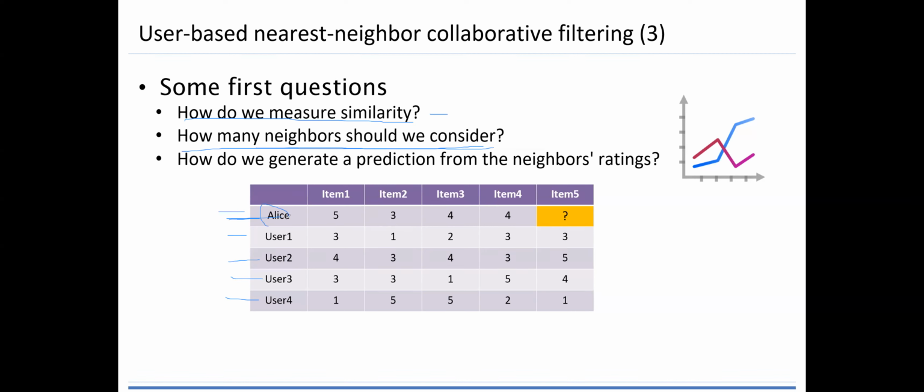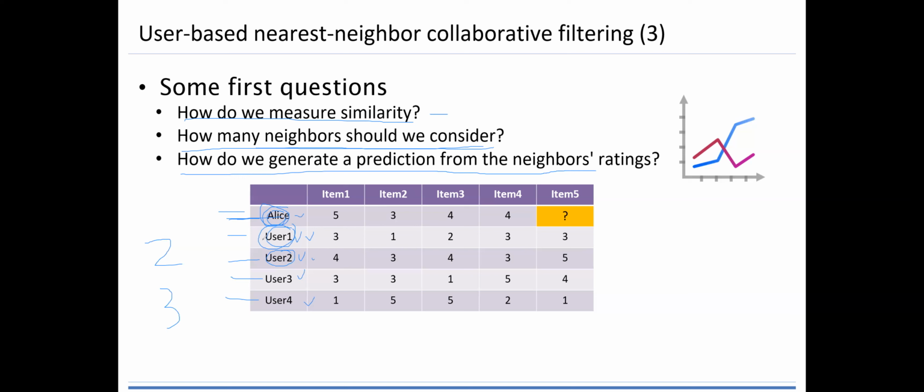Should I consider Alice and user 1 only? Or Alice and user 1 and user 2? Should I consider Alice and user 1, user 2, user 3? Or maybe Alice and user 1, user 2, and user 4? If I consider 2 neighbors, then I will consider 2 users. If I consider 3 neighbors, then I will consider 3 different users. And the other question is, how do we generate a prediction from the neighbors' ratings?